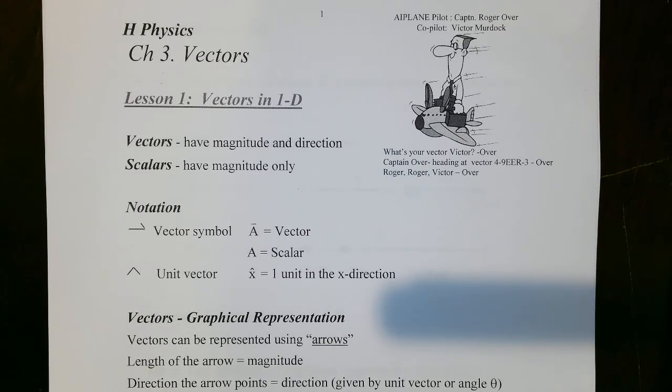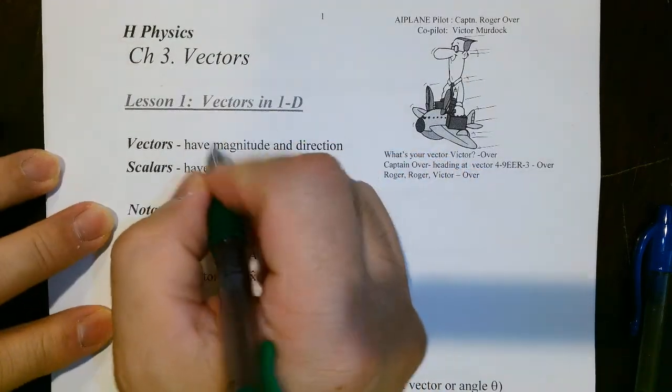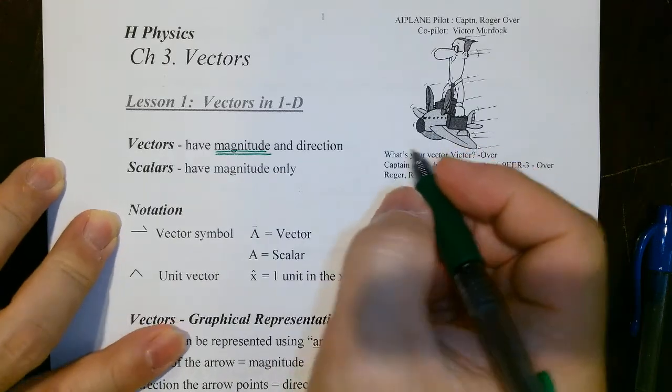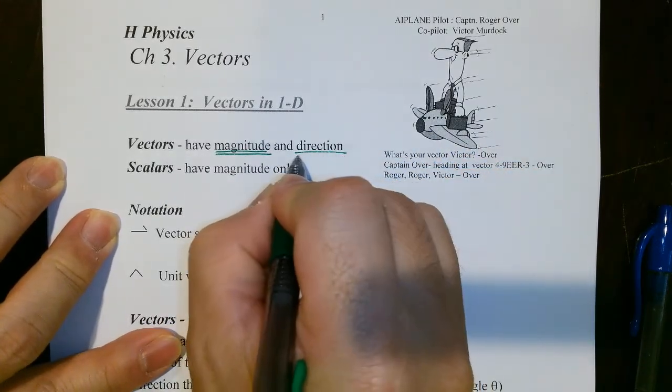So, what is a vector? Well, a lot of things can be represented as vectors. But for now, we're going to say vectors have two things. It has a magnitude, and it also has direction.